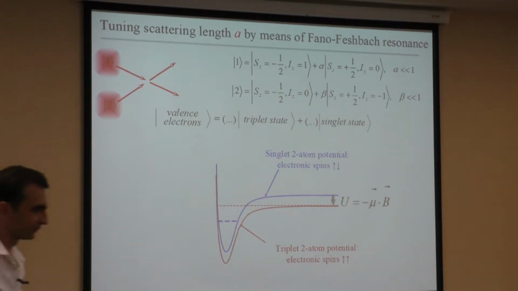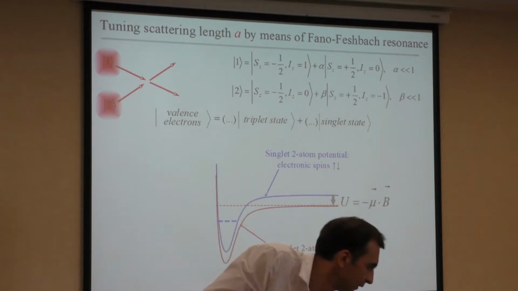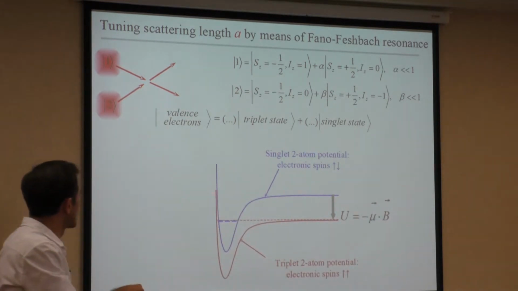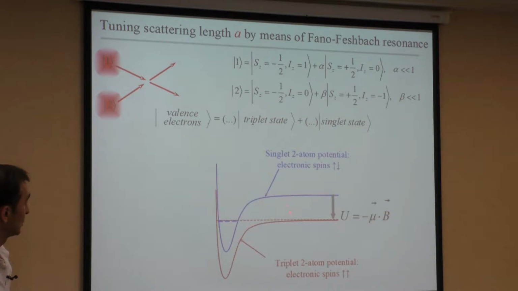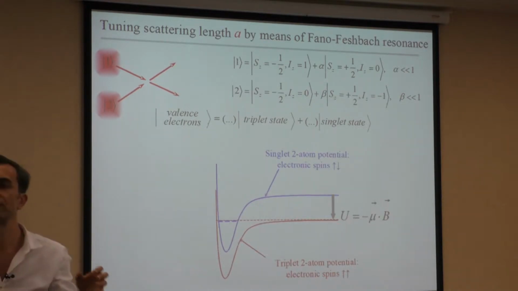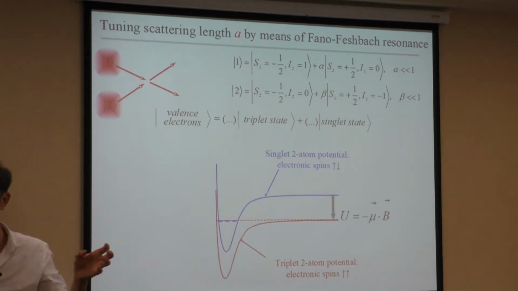So by applying magnetic field, you can shift the energy of two atoms in the triplet state down. And suppose that we're considering scattering, so the two atoms are initially free. You can tune the zero energy, free unbound state of the two atoms, into resonance with the bound state in the singlet electronic channel.